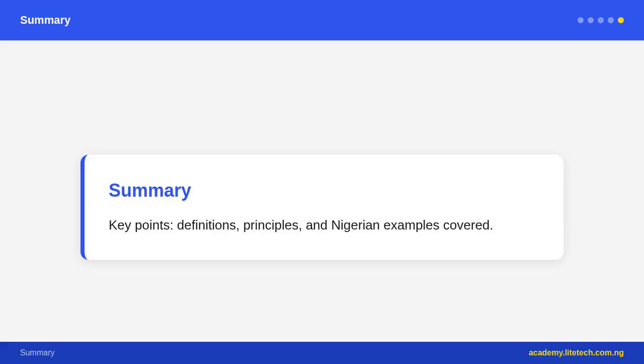The contact process, manufacture of sulfuric acid H2SO4, and the Ostwald process, manufacture of nitric acid HNO3, are also important examples of equilibrium-based industrial chemistry tested in WAEC.